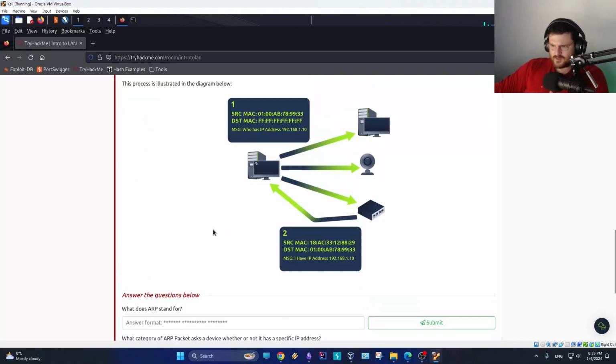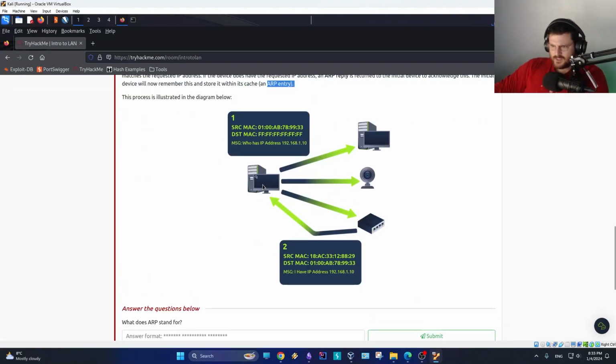The process is illustrated below. We make a request from our PC. This is our MAC address, and we request the destination, who has the IP address as the following, and we search it. We send it to every device on a network. We find it, and then we send it back. So ARP request, ARP reply.